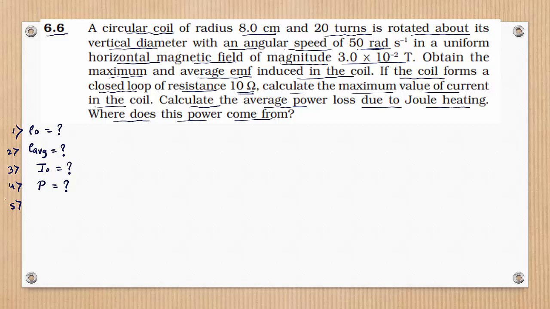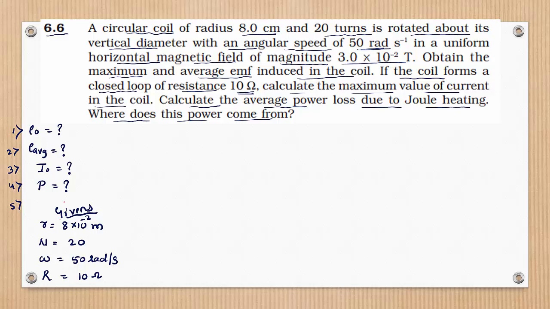A circular coil of radius is given. Radius is given 8 centimeter, we can write 8 into 10 raised to minus 2 meter. Number of turns is given, n equal to 20. It is rotated about the vertical diameter with angular speed omega, given 50 radian per second. Also it is given resistance R equal to 10 ohm. So these are the givens. Using these givens we can find the answers one by one.